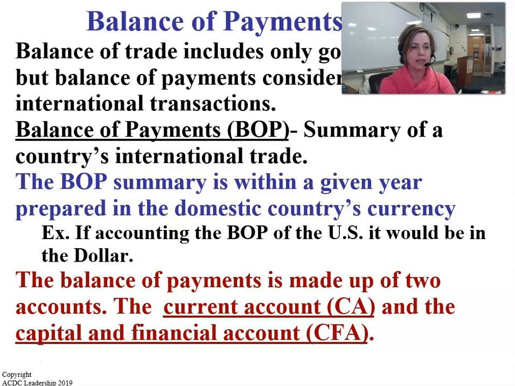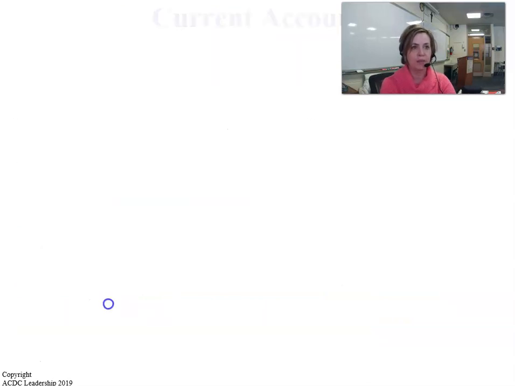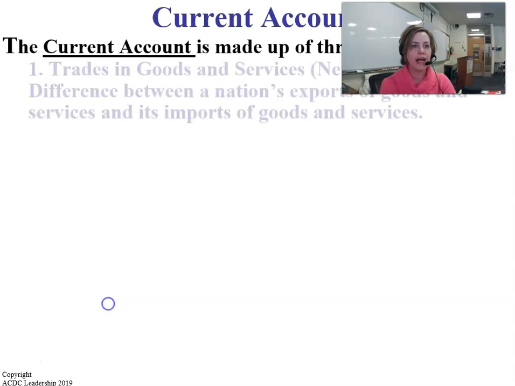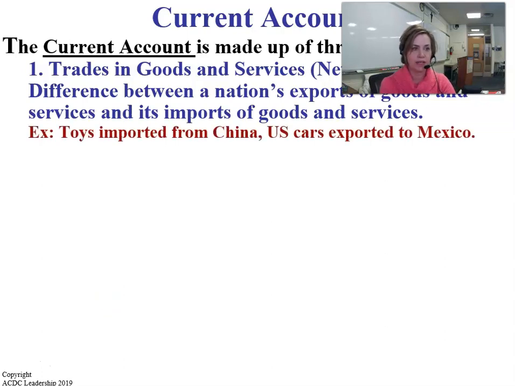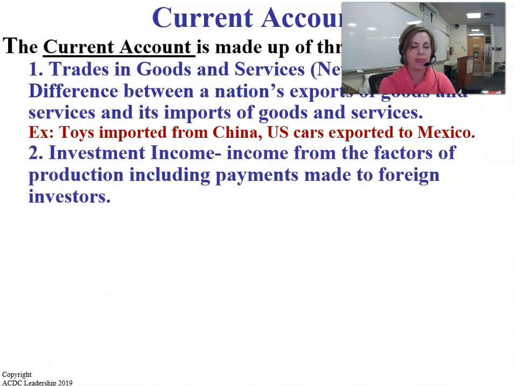There are two accounts that make up the BOP, the current account as well as the capital and financial account. The current account is made up of three different parts. First of all, trade in goods and services, or net exports. So the difference between a nation's exports of goods and services and its imports of goods and services. So toys imported from China, US cars exported to Mexico.